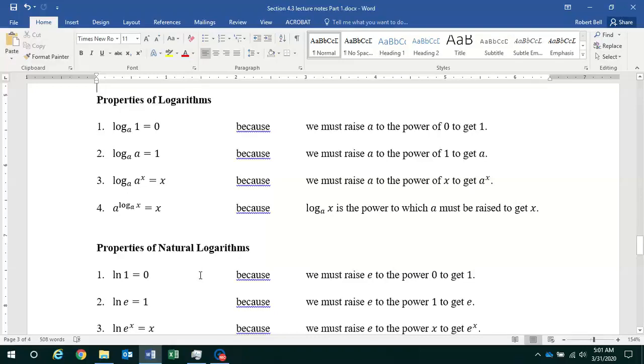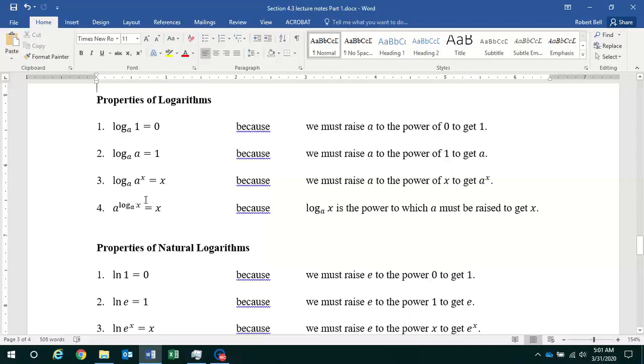All right, logarithms have properties, and we have 4 properties for regular logarithms and 4 properties for natural logarithms. They're all similar. Log base a of 1 is equal to 0. Log base a of 1, in any base, is equal to 0, because in exponential form we have a to the 0 is equal to 1, and any non-zero number raised to the 0 power is equal to 1. Log base a of a is equal to 1 because a to the first power is just equal to a. So that's a true statement.